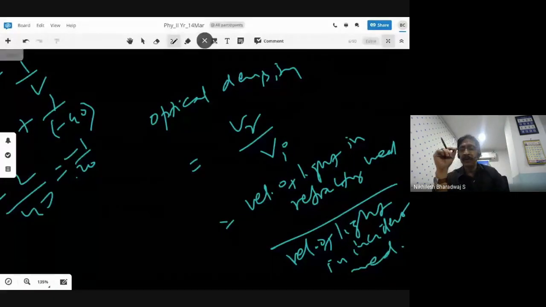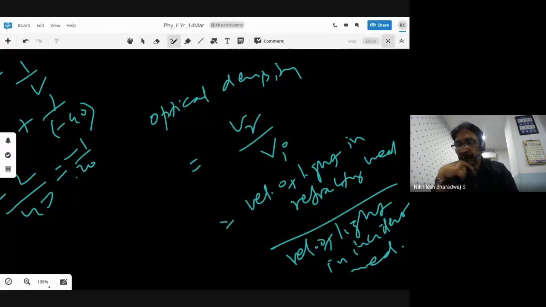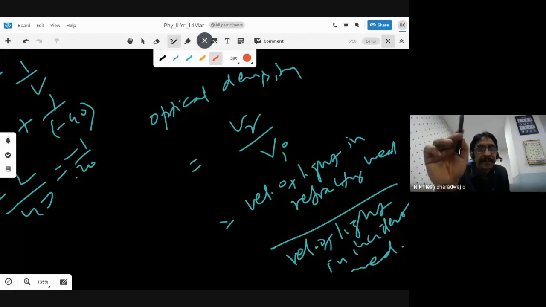Can you see that? Yes, sir. The best example is turpentine. For turpentine, mass density is less than the mass density of water, but it has more optical density. You need not write this, but if they ask, then you can write the example is turpentine. Next question.